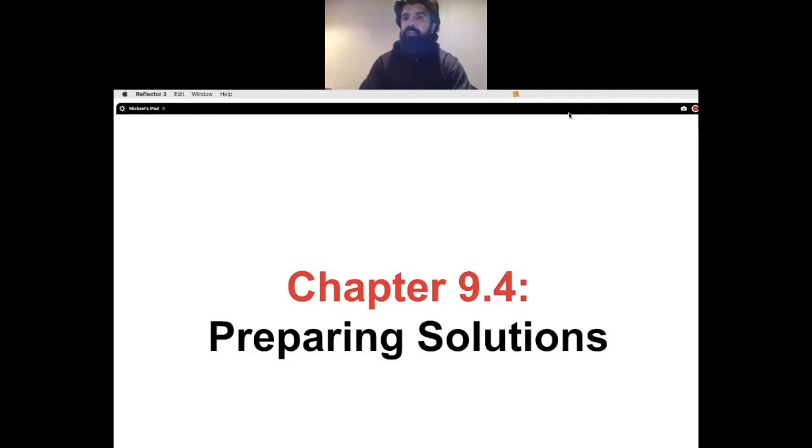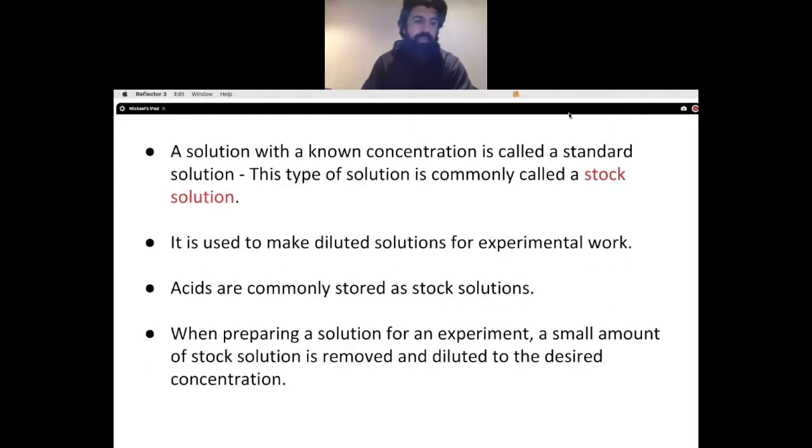allowing students to dilute strong acids, because typically a lot of chemicals come highly concentrated. So in 9.4, we're going to look at how to dilute these solutions. Typically when we buy chemicals for the lab in high school, we buy what are referred to as stock solutions, and these stock solutions are super concentrated chemicals. Acids are typically bought that way, at very high concentrations.